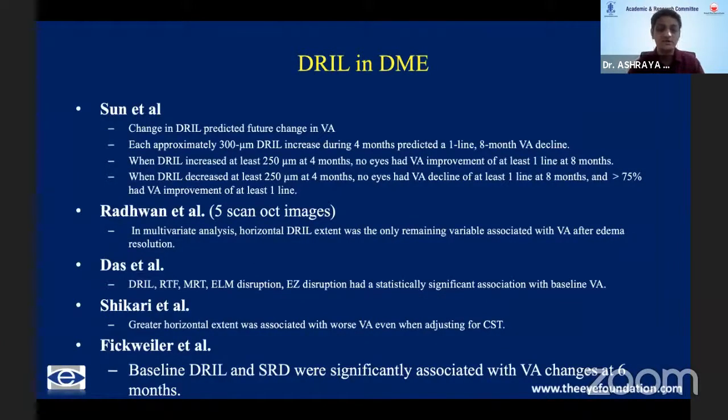DRIL, interestingly, is not a fixed biomarker, and changes in DRIL over time have demonstrated prognostic value. As described by Sun et al., in patients with DME, an increase of DRIL by 300 microns correlated to a 1-line vision decline at 8 months, and conversely, a decrease in DRIL by 250 microns correlated to a 1-line improvement in vision at 4 months.